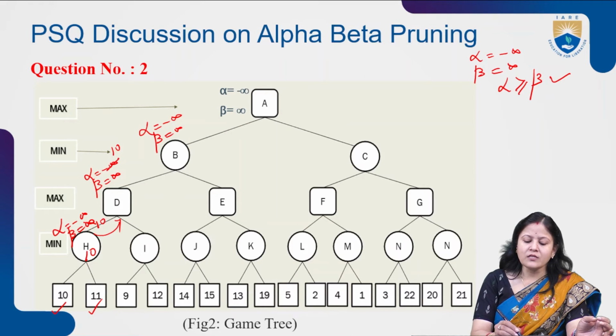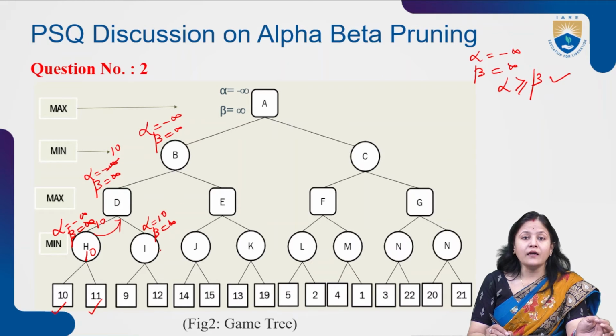Now this alpha and beta value of D will be passed to node I. So here alpha is equal to 10 and beta is equal to infinity. At node I, because I is a min player, the beta value will be changed. So infinity gets compared with 9, and 9 is the minimum. 9 and 12, 9 is the minimum. So infinity will be changed to 9 now. And what is the node value of I? Comparing 9 and 12, the node value would be 9.